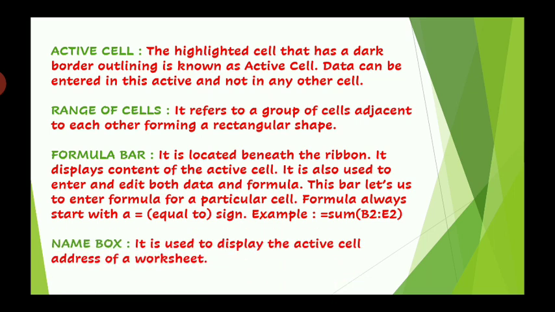Next is name box. On the left-hand side of the formula bar we will find a box called name box, and it is used to display the active cell address of a worksheet. So whichever cell I click, suppose I click on E10, it will display the cell address in the name box. It will display E10. So this name box is used to display the active cell address.